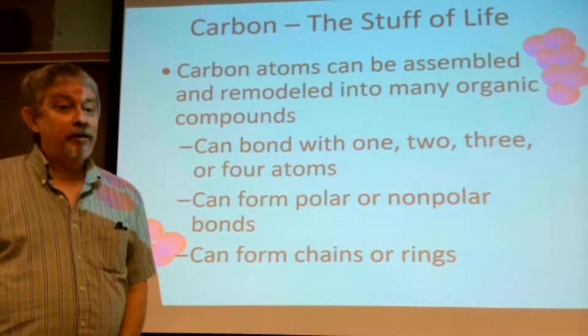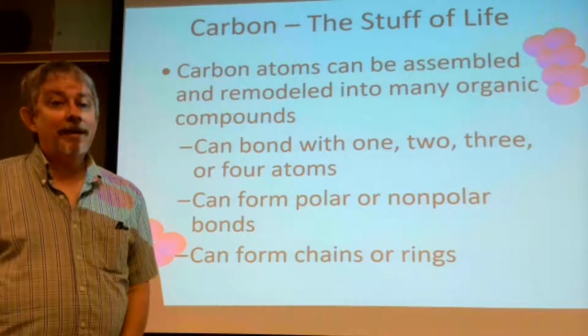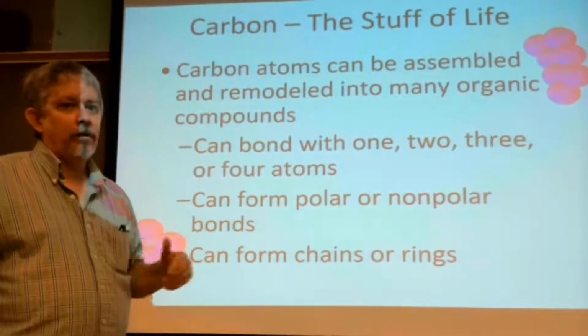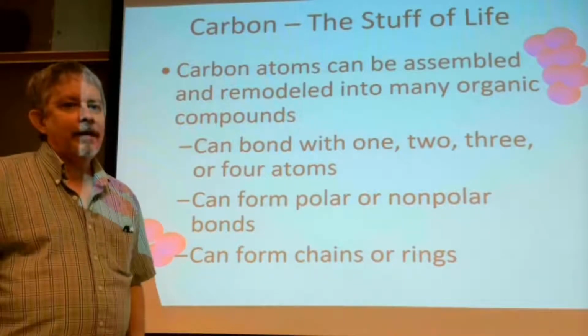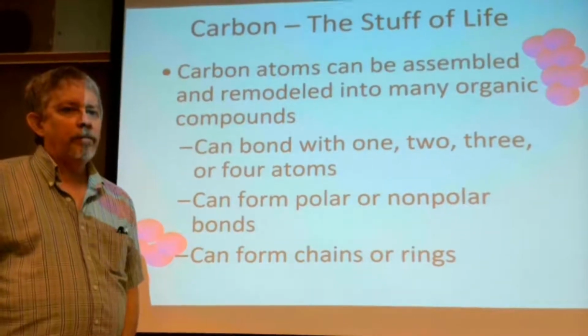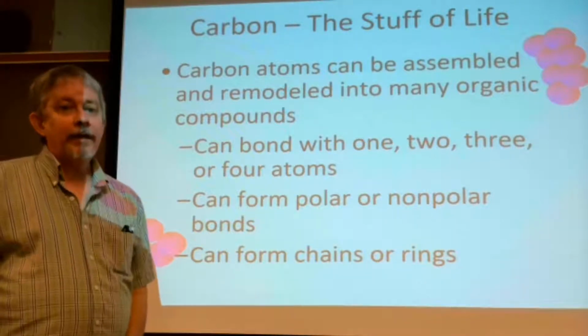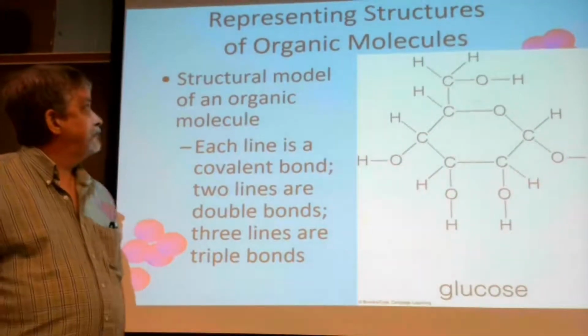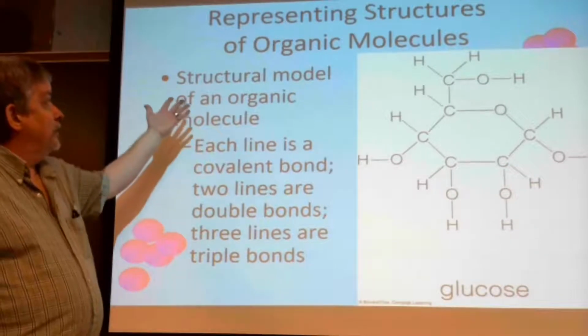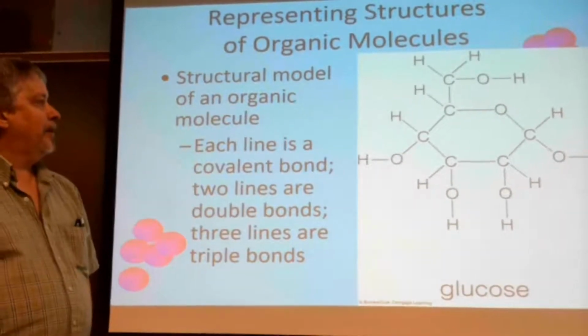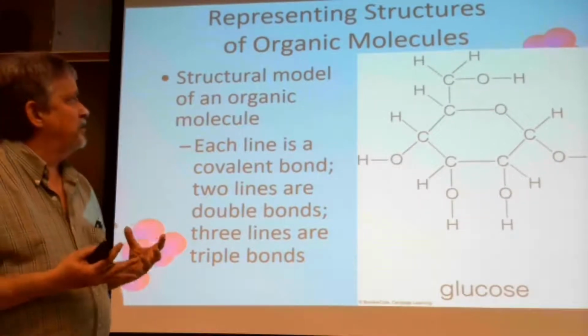They can be assembled and remodeled into many organic compounds. They can bond with 1, 2, or 3, or 4 different atoms. They can form polar or nonpolar bonds, and they can form chains or rings. How do we show the structure of these on paper?